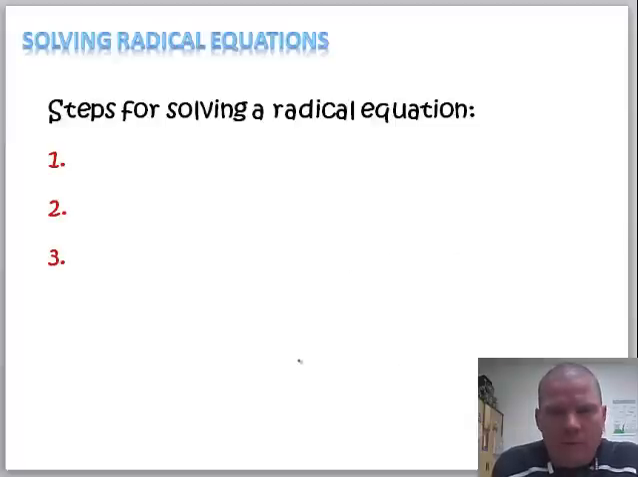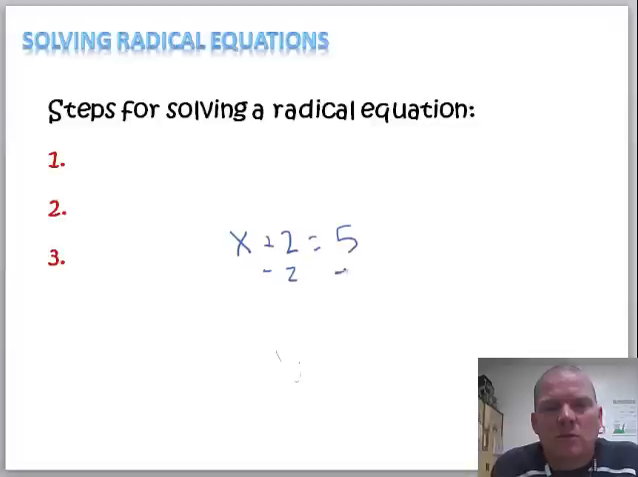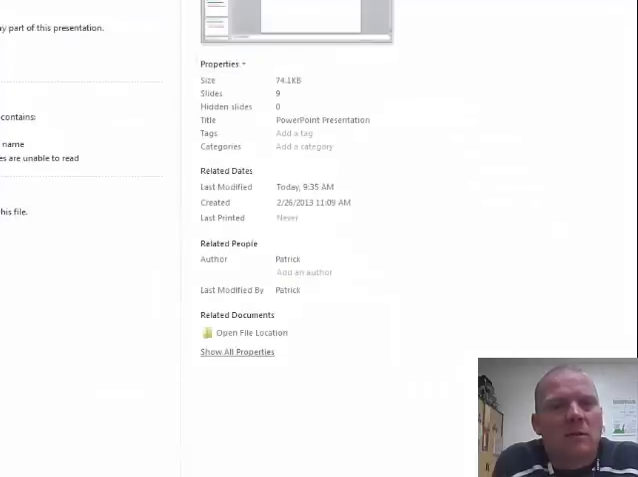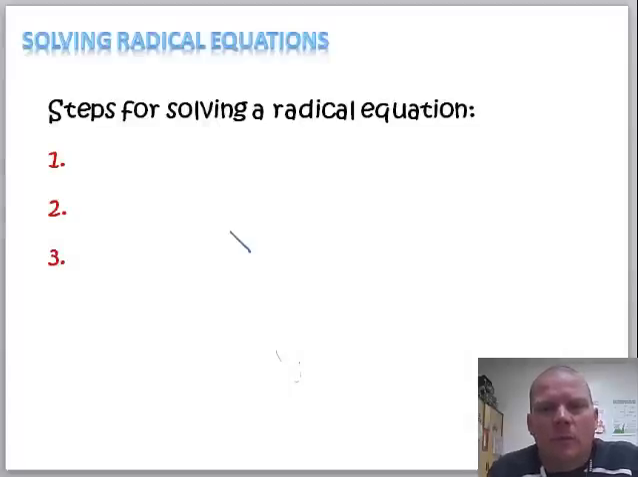So for example, if I have x plus 2 equals 5, the inverse operation of that is subtracting 2. Hopefully everybody remembers how to do that. If I have x times 2, then I would divide by 2. If I have x minus 2, I would add 2. If I have the square root of x, I would square it. If I have the cube root of x, I would cube it. Pretty simple there.